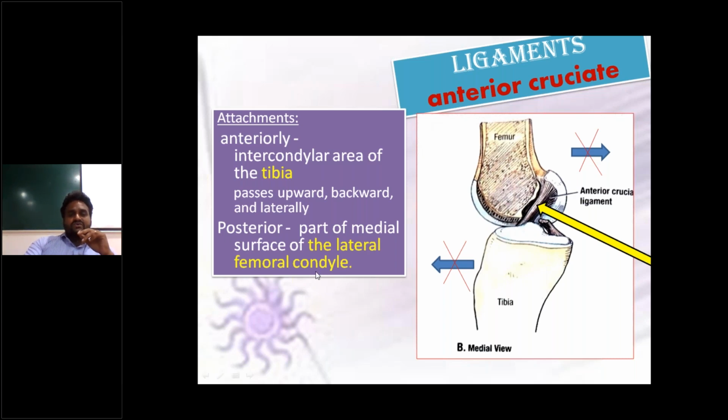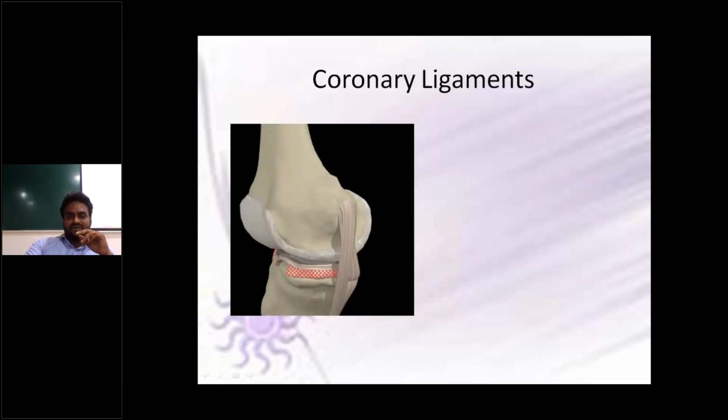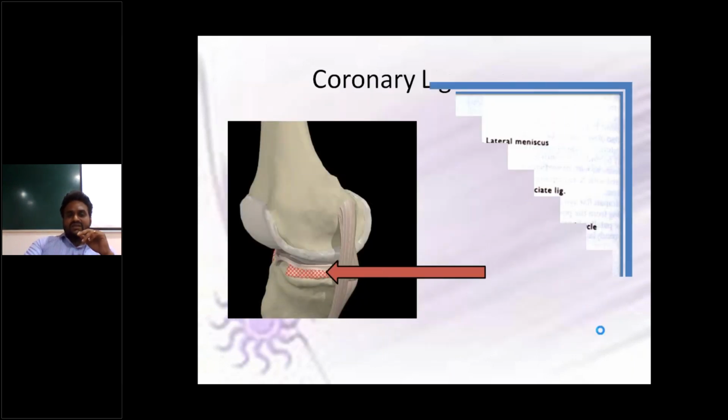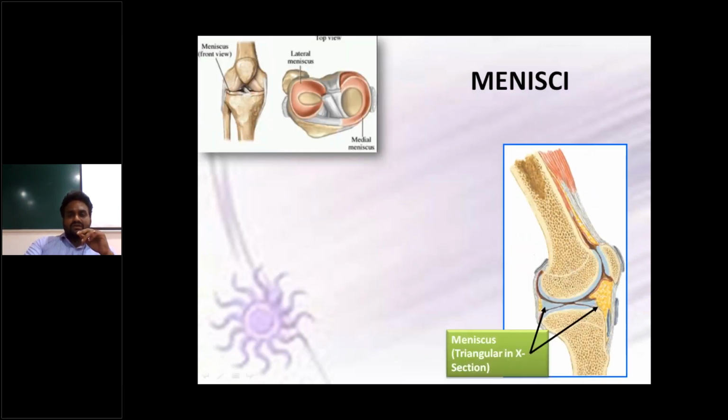So the anterior cruciate ligament is attached to the lateral condyle of the femur, and the posterior cruciate ligament is attached to the medial condyle of the femur. So you observe these 2 differences. The anterior cruciate ligament prevents the posterior displacement of the knee joint, and the posterior cruciate ligament prevents the anterior displacement of the knee joint. These are the other ligaments of the knee joint.